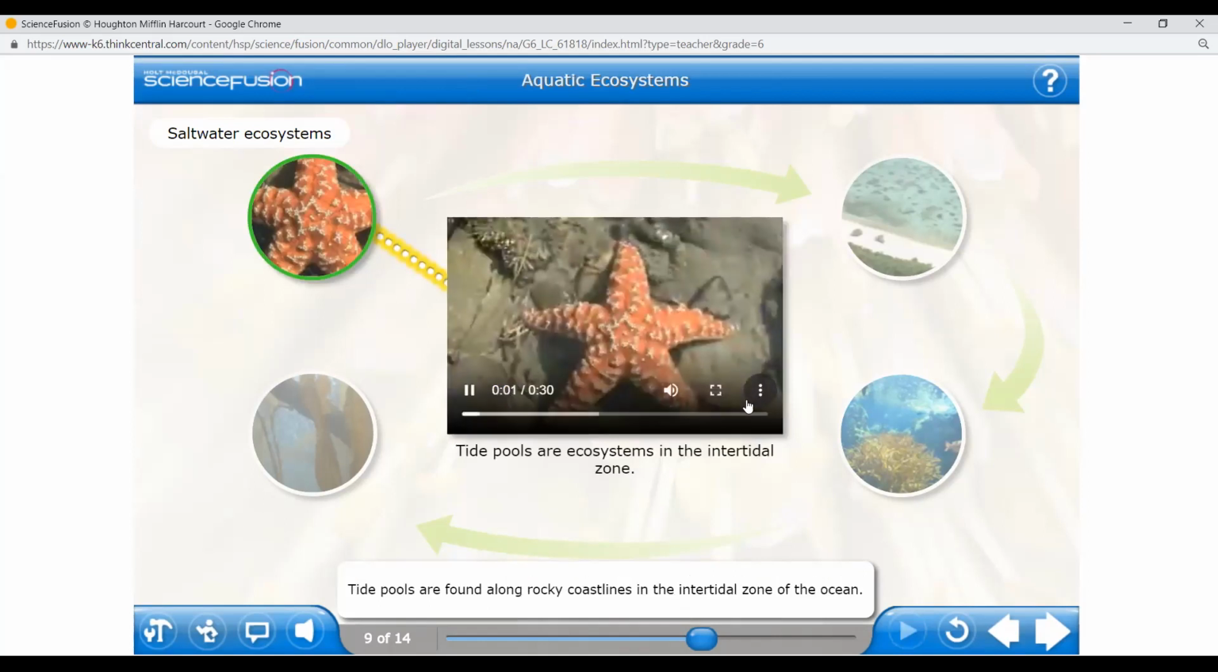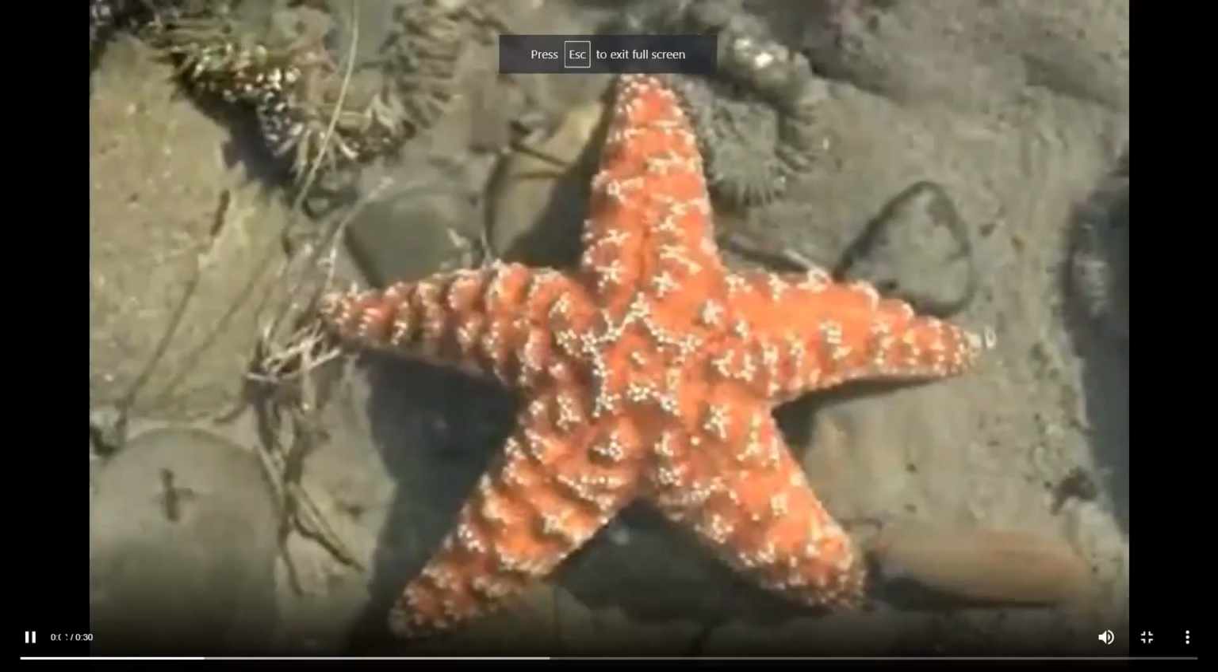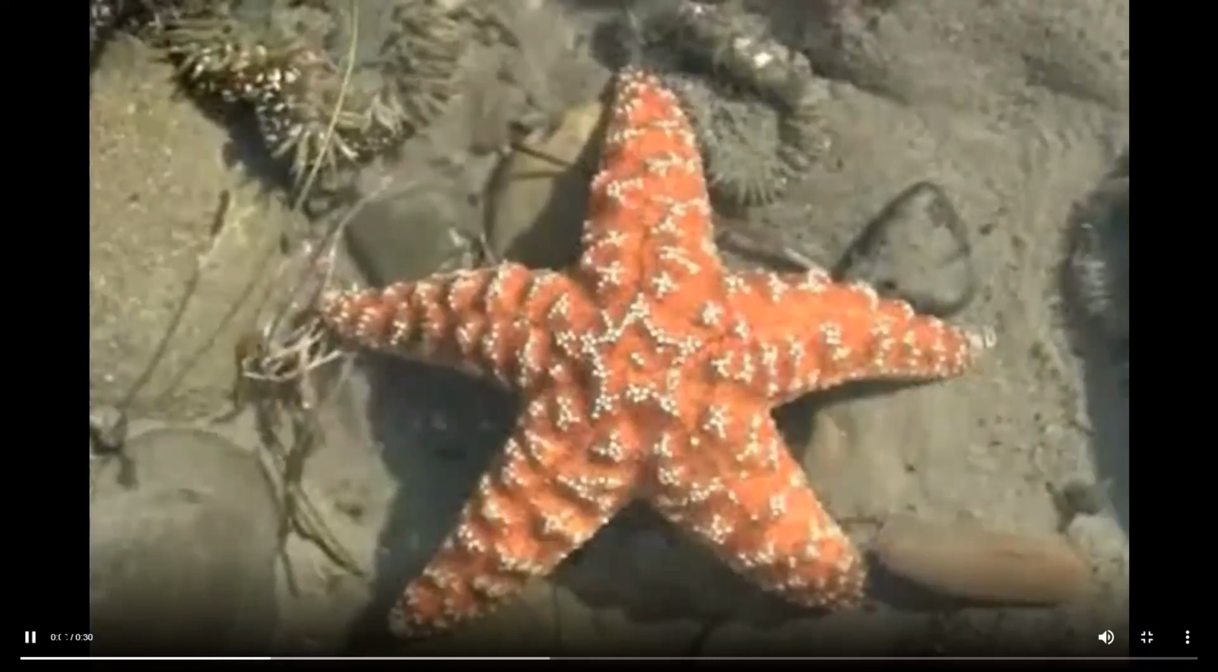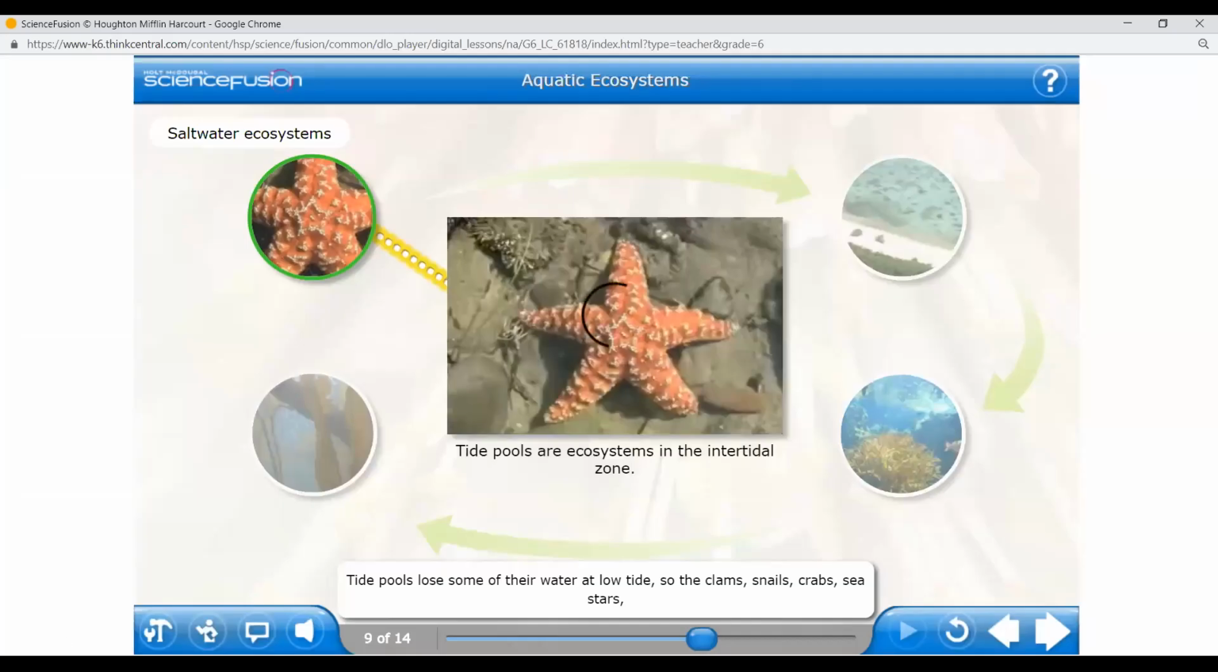Tide pools are found along rocky coastlines in the intertidal zone of the ocean. Tide pools lose some of their water at low tide. Girls, they're talking about tide pools. Tide pools are ecosystems. What are tide pools? They're talking about that.